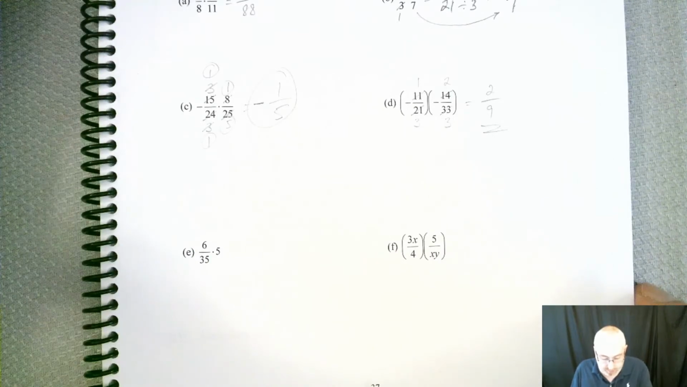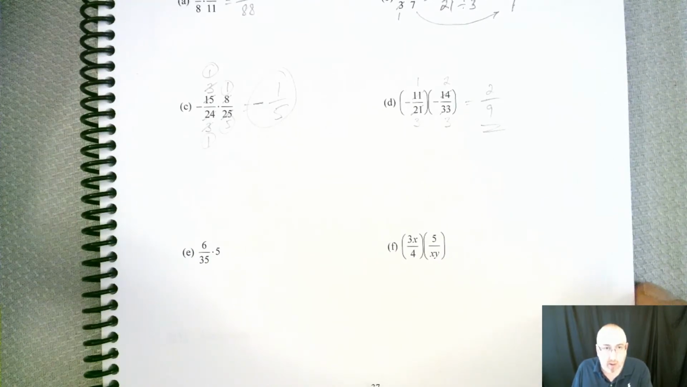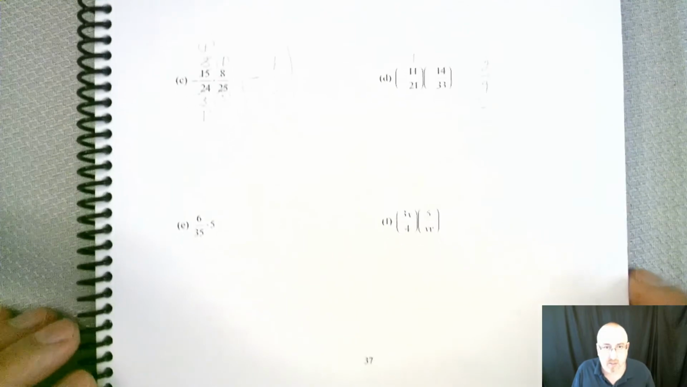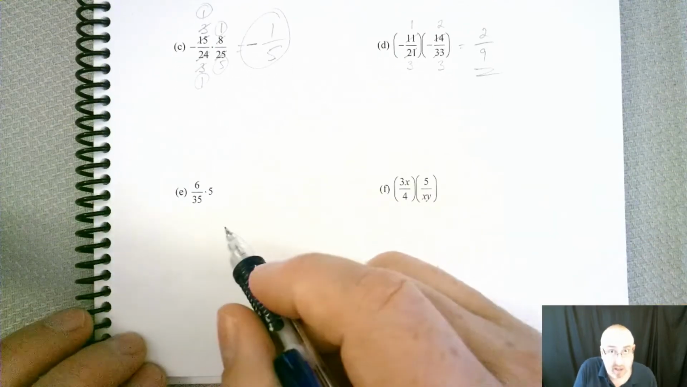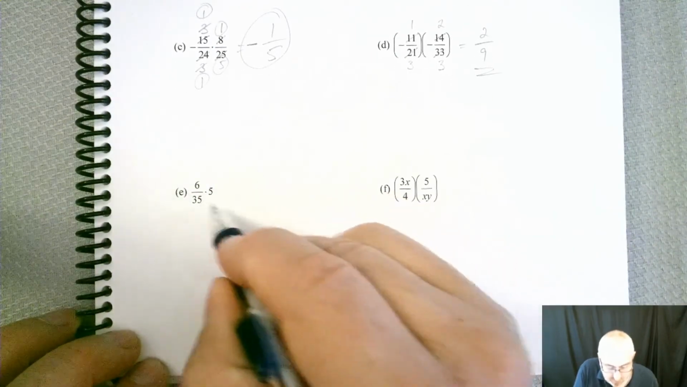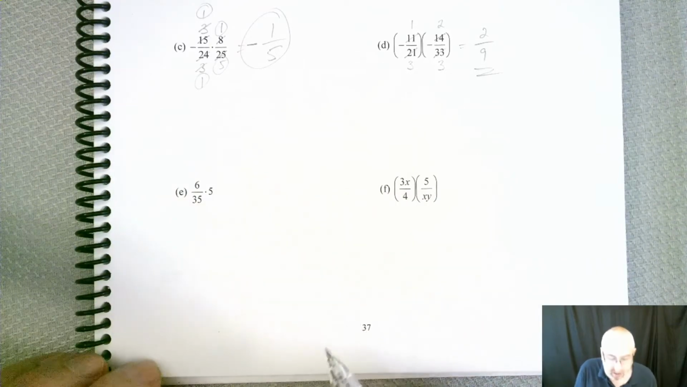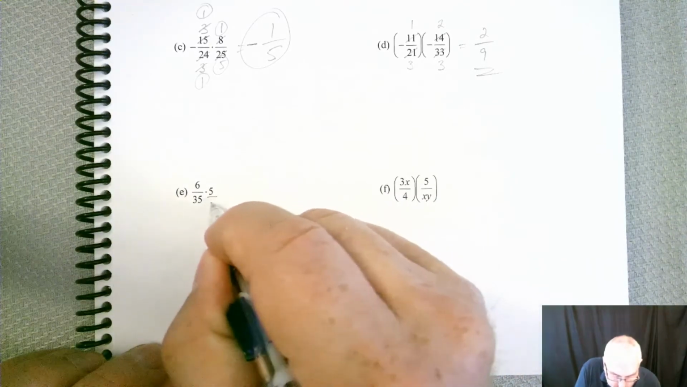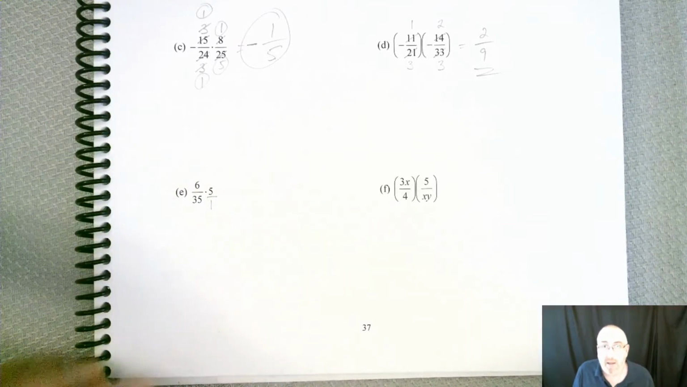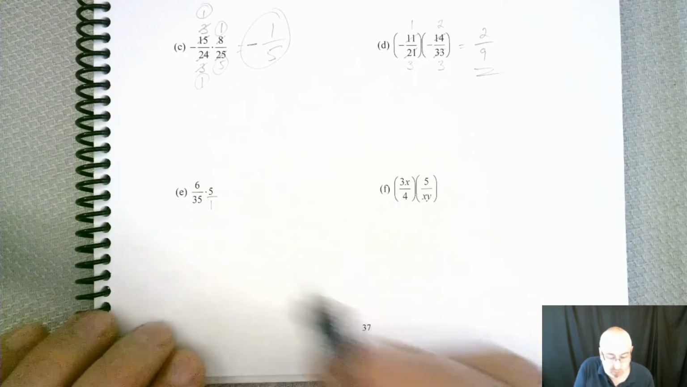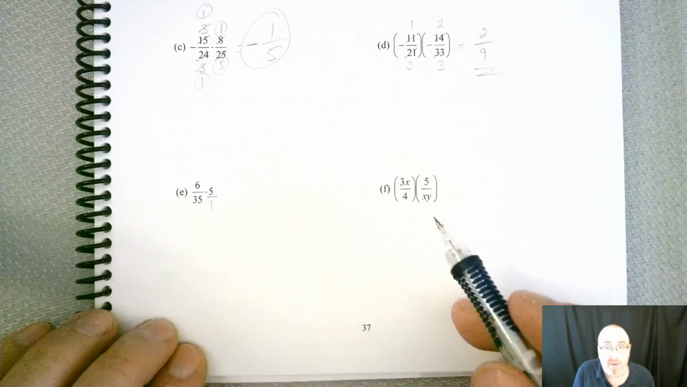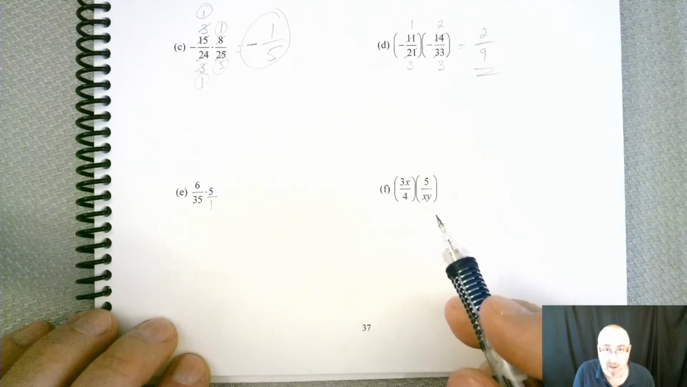Now for the next one, we really don't have two fractions, at least not yet. So 6 over 35 times 5. But we can make this into a fraction if we just put the 5 over 1. So what you don't want to do is multiply the top by 5 and the bottom by 5. That is not what is meant by this.